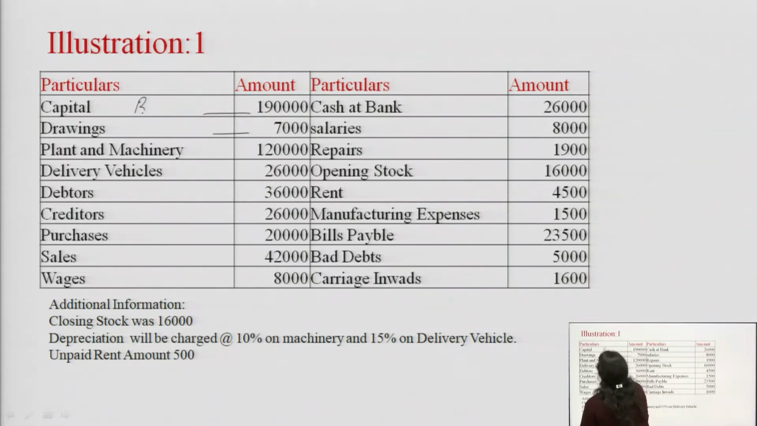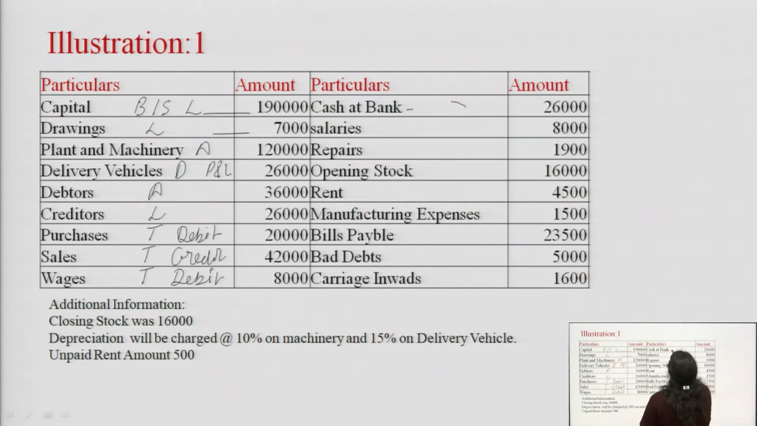It will go to the balance sheet, to the liability side. Again, it will go to the liability side. This will go to the asset side. It will go to the debit side of the P&L account. It will go to the asset side, liability side. This will go to the trading account, to the debit side. Sales will go to the trading account credit side and wages will go to the trading account debit side.